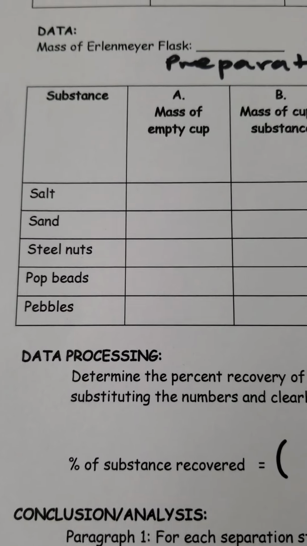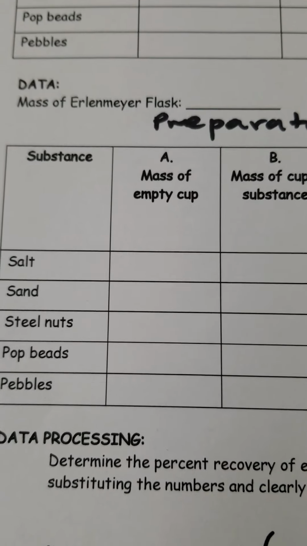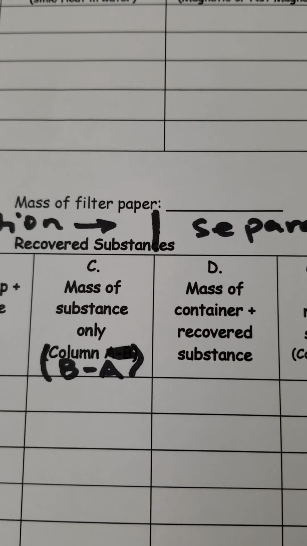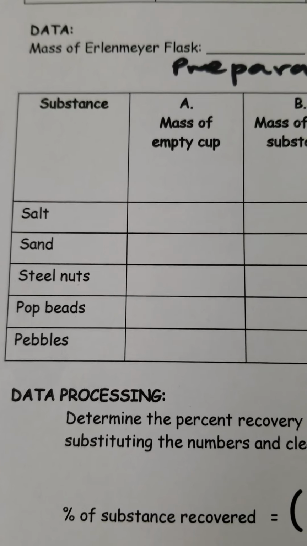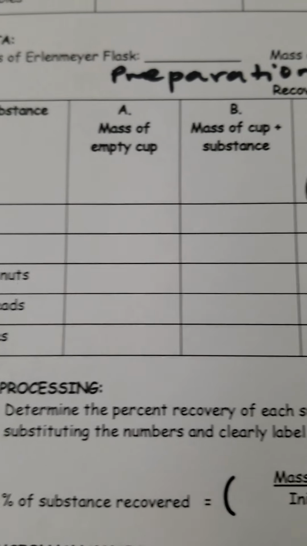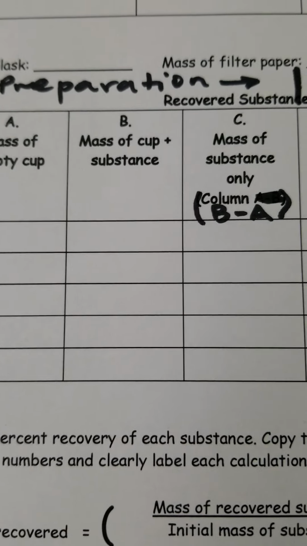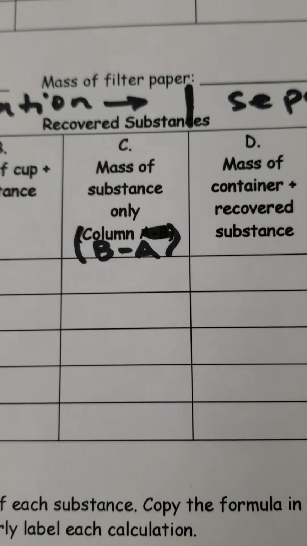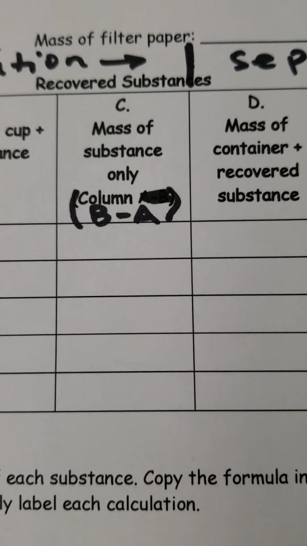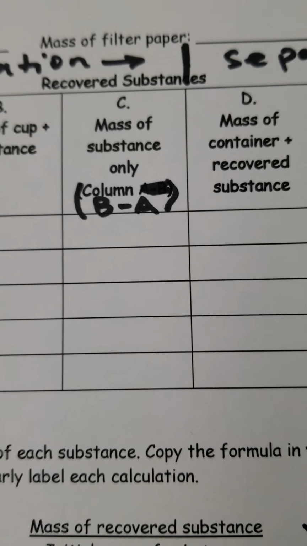In addition, I'm going to be helping out in the bottom portion here. I'll measure the mass of the Erlenmeyer flask, and I'll measure the mass of the filter paper. In addition, I'll measure the mass of the empty cups that we're going to be using, the mass of the cup with the substance added to it. But from that point on, column C would be your calculation. There's an error there. It should really say column B minus A.